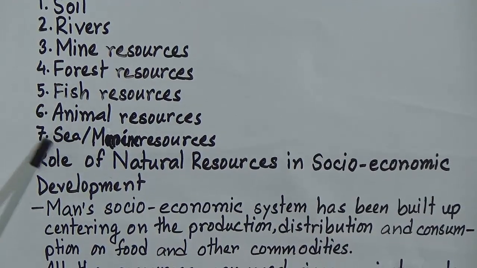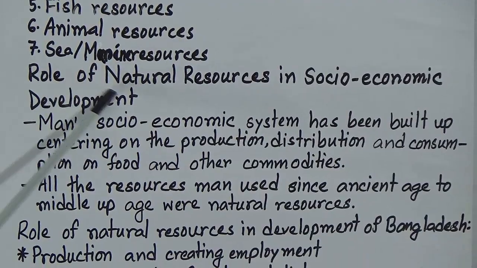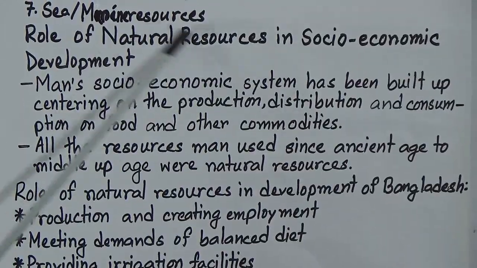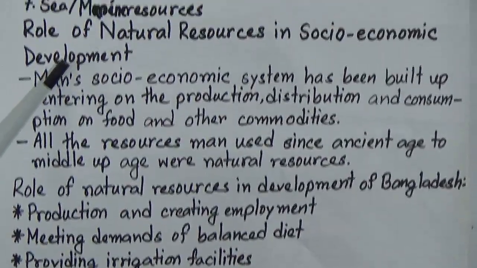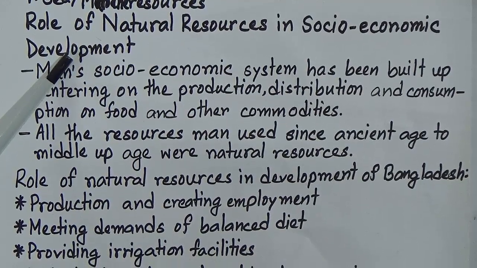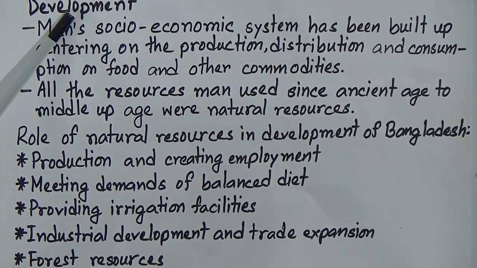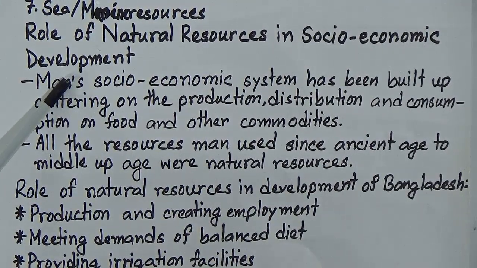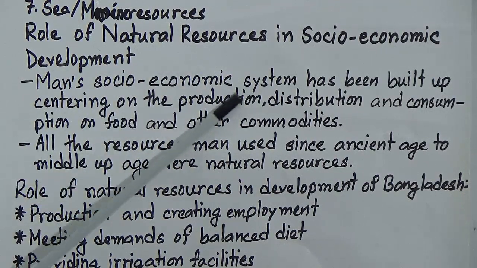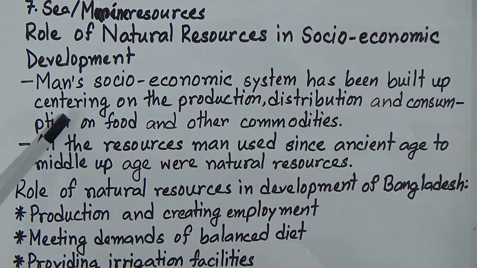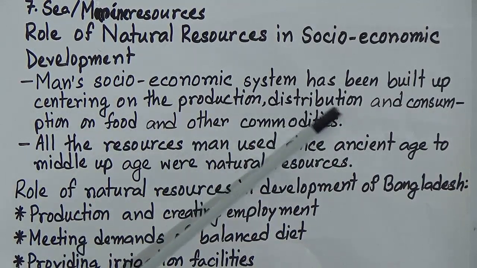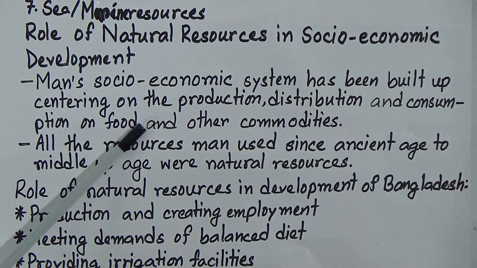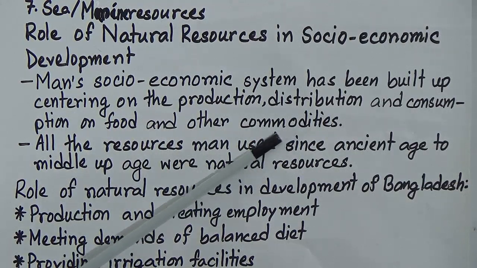Now we will know the role of natural resources in socio-economic development. In ancient period, man used to collect fruits from forest. They also hunt animals. Later they learned how to grow crops, and their economy was based on producing crops and maintaining farmland. That means man's socio-economic system has been built up centering on the production, distribution and consumption of food and other commodities.